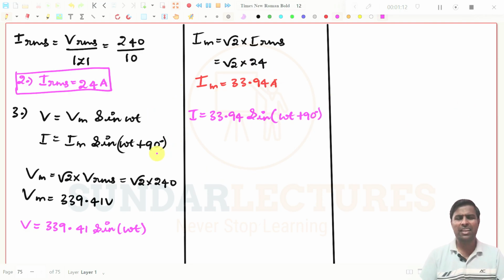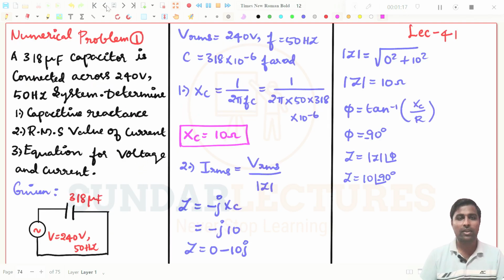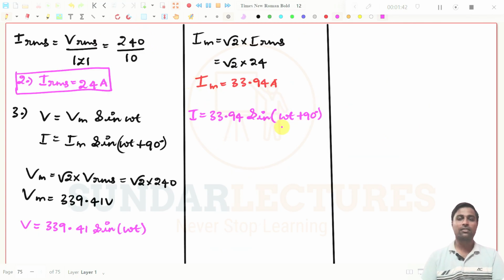This 90 degrees we have written by default because we know it is a purely capacitive circuit, but you can also get it from here. Whatever value you get from the impedance, the phi value, that will be the phase angle. If it is for Z, then it will be minus 90 degrees. The current is the inverse of Z, so it will be positive 90 degrees here. We have written it like that, right? So this is how we need to solve a problem in a purely capacitive circuit.